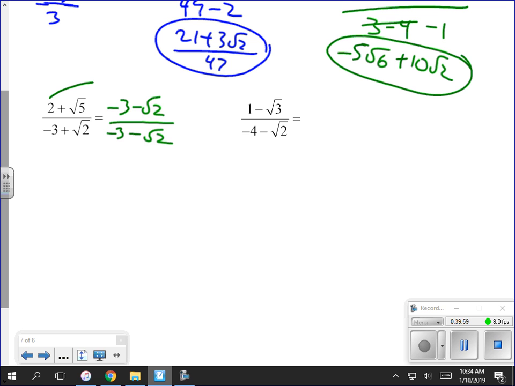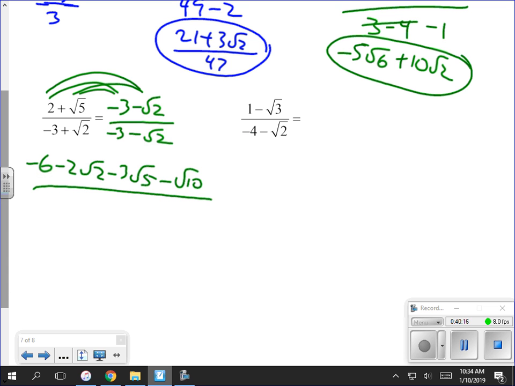FOIL out your numerator. 2 times -3 is -6. 2 times negative root 2 is -2 root 2. Root 5 times -3 is -3 root 5. Root 5 times negative root 2 is negative root 10. Square the first term, I get 9, minus the square of the second term, which is 2. So I can't do anything to this other than make my denominator 7. My numerator cannot be changed or simplified in any way. None of those are like terms, cannot be simplified or added together.